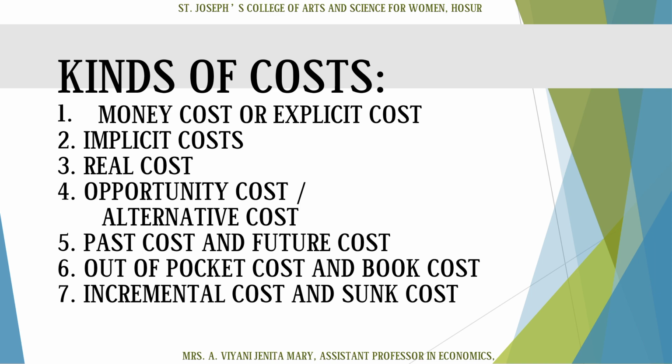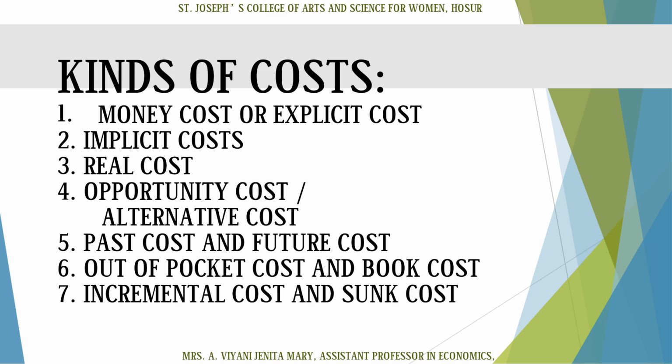Next one is out of pocket cost or book cost. Out of pocket cost denotes immediate current payment, what we call petty cash and small payment items. So immediate current payments, and book cost need not be immediately paid. For example, depreciation will be in the books but we won't pay immediately.